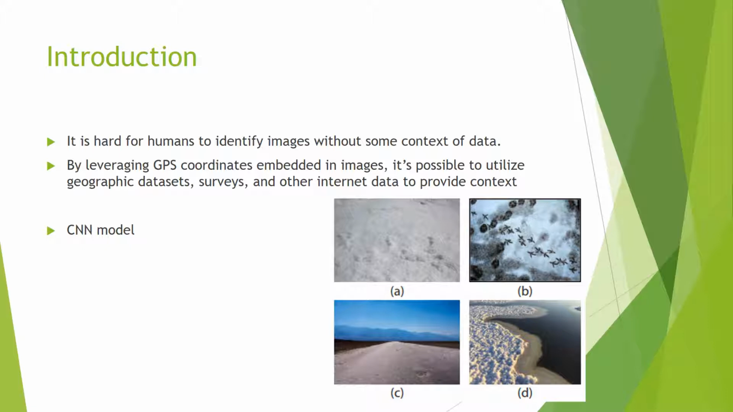Motivated by this, members of the Computer Science Department of Stanford have taken an approach to utilize embedded GPS coordinates within images to provide reasonable context for images using geographic data, surveys, as well as other internet-provided information.